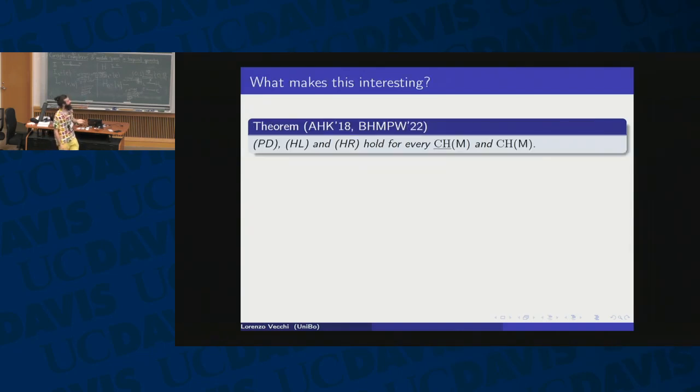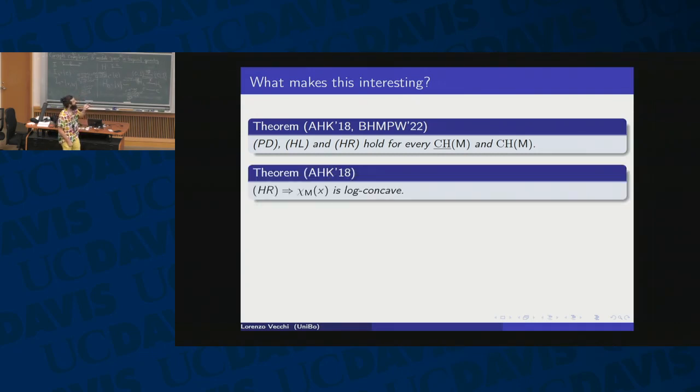Why are they interesting? Because Adiprasito, Huh, and Katz for the Chow ring, and Braden, Huh, Matherne, Proudfoot, and Wang independently for the Chow ring and the augmented Chow ring, proved that these two graded vector spaces satisfy the Hodge package, which is a collection of results in algebraic geometry that give you very strict constraints on how this cohomology ring should behave. These are known as Poincaré duality, the hard Lefschetz theorem, which we've heard about, and the last one is the Hodge-Riemann bilinear relations.